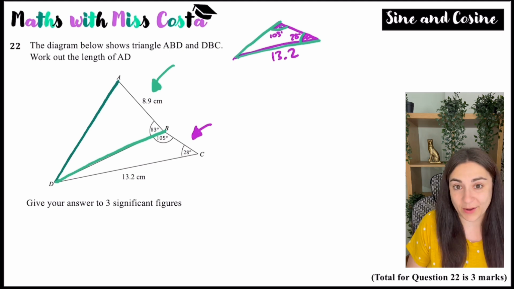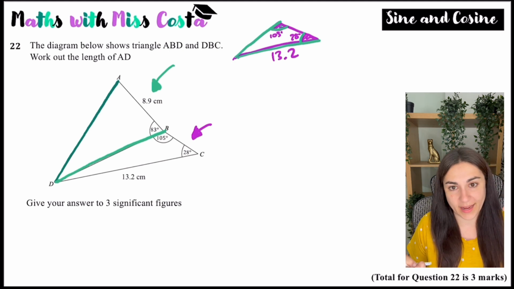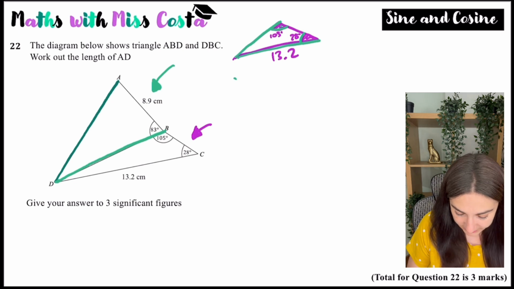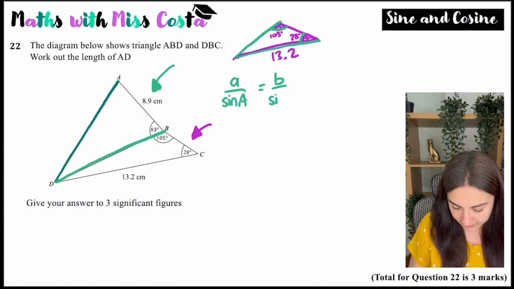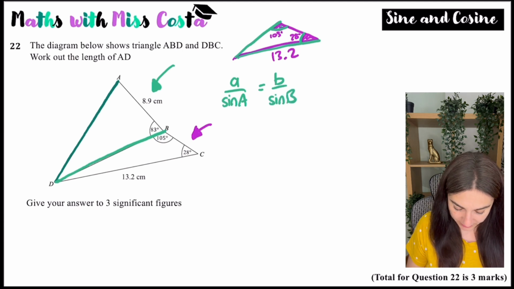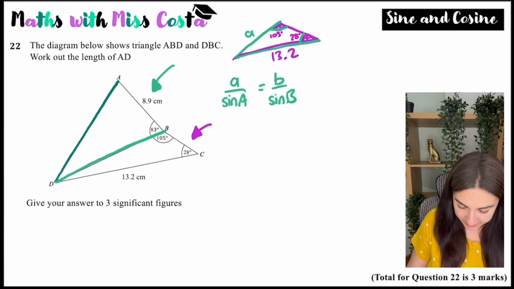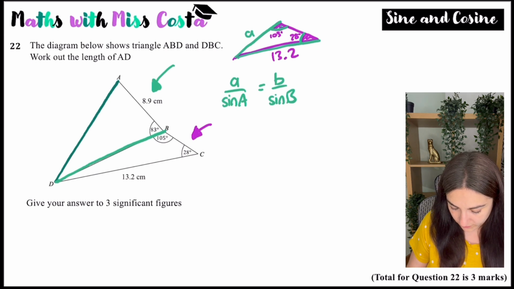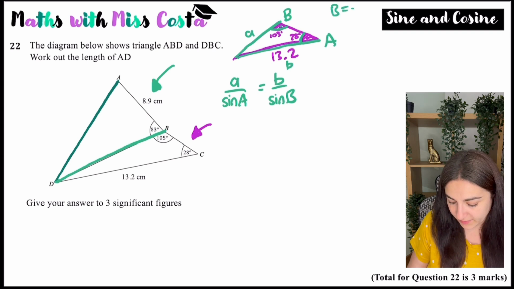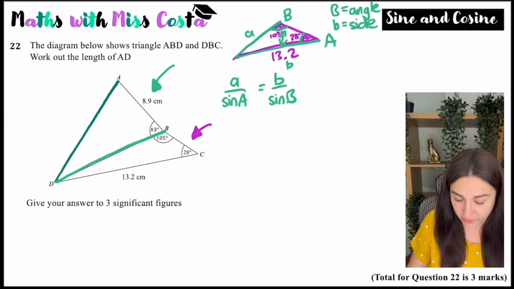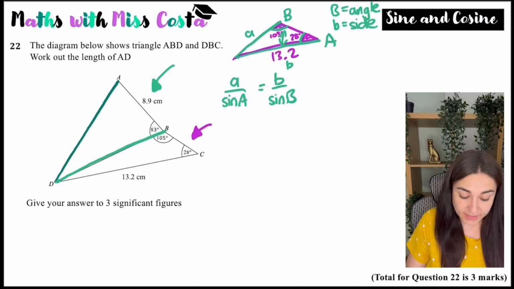So I'm trying to work out a side, and remember, whatever you're trying to work out, you want to be the numerator. So I'm going to say a over sine A equals b over sine B, and just substitute those values in. This would be big A, this would be little a, this would be big B, this would be little b. Remember, the angle is the big letter, the little letter is the side, and they're always opposite each other. They're corresponding to each other.